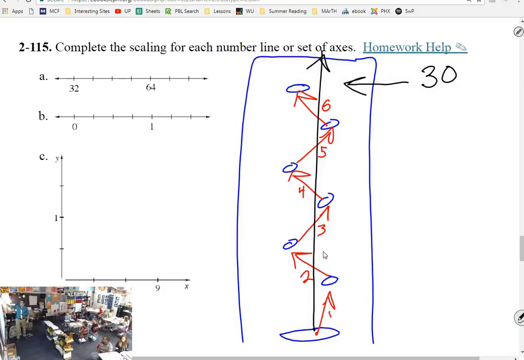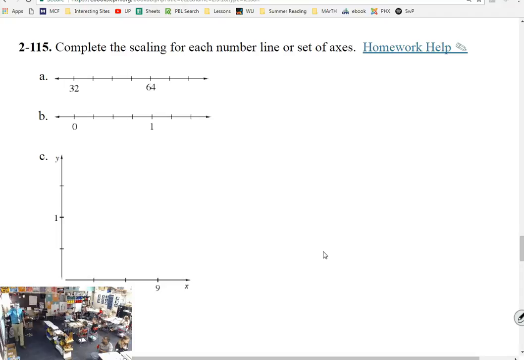Except we're not starting at 0. We're starting at 32, and we're asking ourselves, how many moves do I have, and how far do I need to go? Well, how many moves or steps or jumps or whatever you want to say, how many do I take? 4. How far do I travel? From 32 to 64, what's the difference in their values?